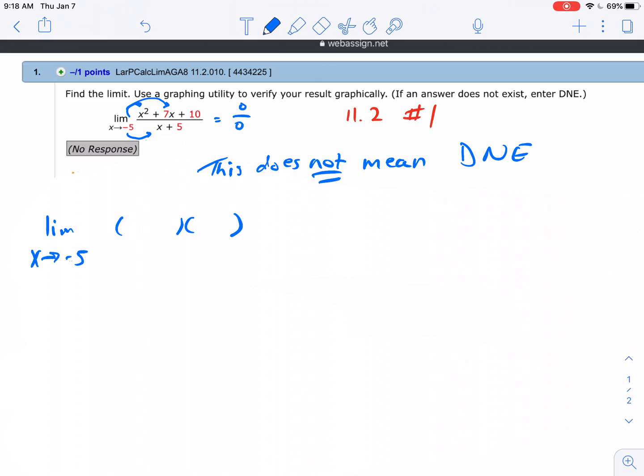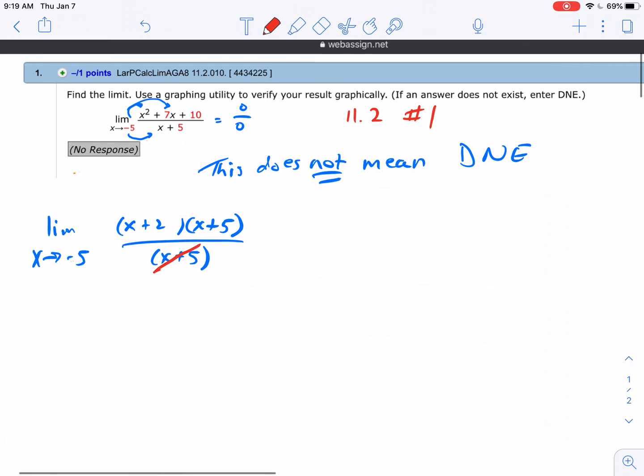Now, we should recognize that we should factor. So I need two numbers that multiply to give me 10, but add up to 7. So x plus 2, x plus 5 would work. And then we have x plus 5 on the bottom. Now, what we learned in the 2627 stuff is that that would indicate there's a hole in the graph.